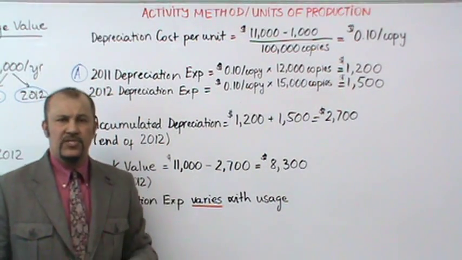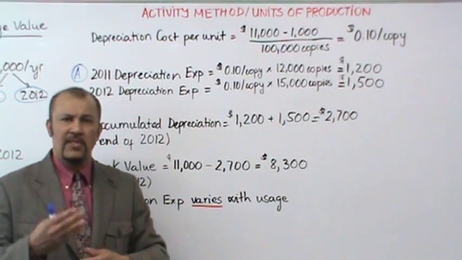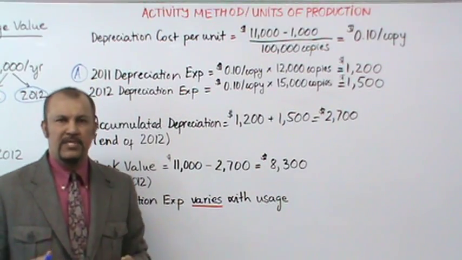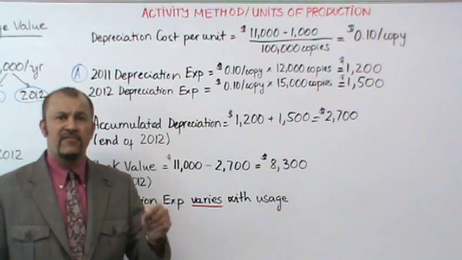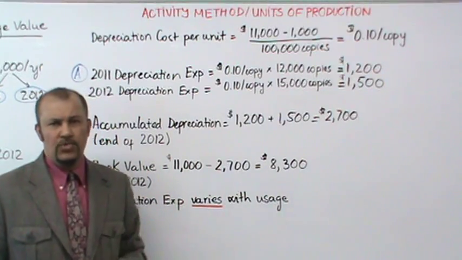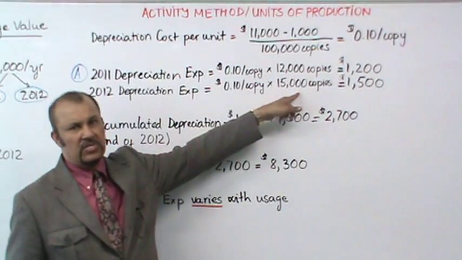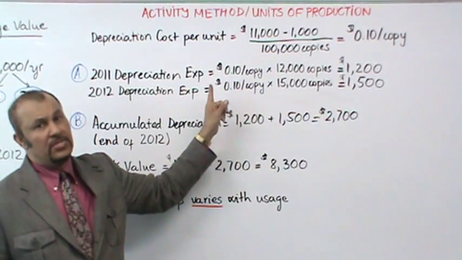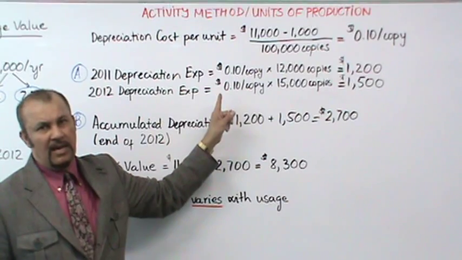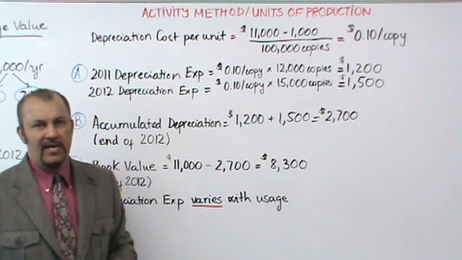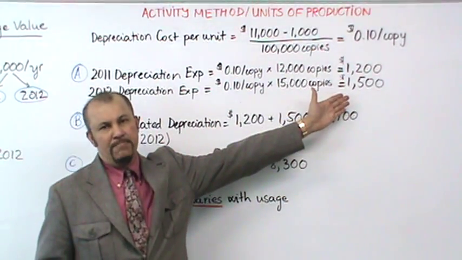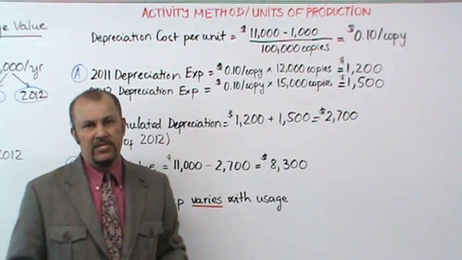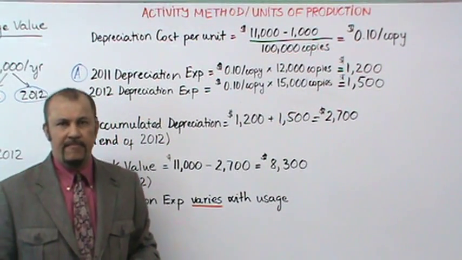Now for the year 2012, we follow the same model to calculate the depreciation expense. Look at the number of copies we have produced in 2012, and that's 15,000 copies. So we take that number and multiply that by the same depreciation rate per copy of 10 cents that we calculated earlier, and we come up with a depreciation expense of $1,500 for 2012.